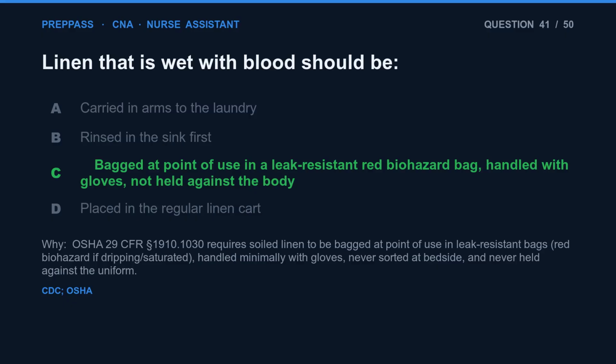The correct answer is C. OSHA 29 CFR Section 1910.1030 requires soiled linen to be bagged at point of use in leak-resistant bags, red biohazard if dripping/saturated, handled minimally with gloves, never sorted at bedside, and never held against the uniform.